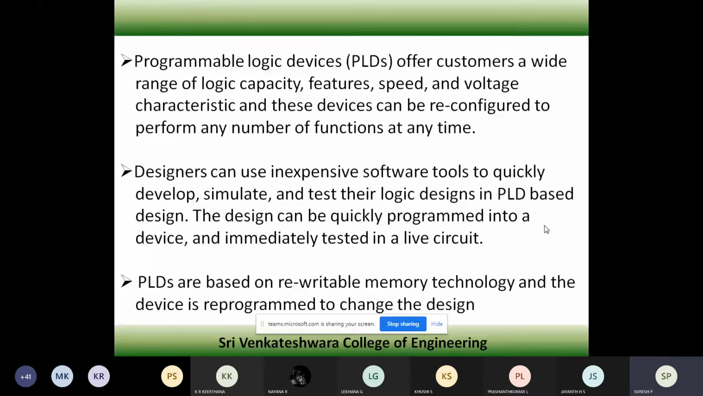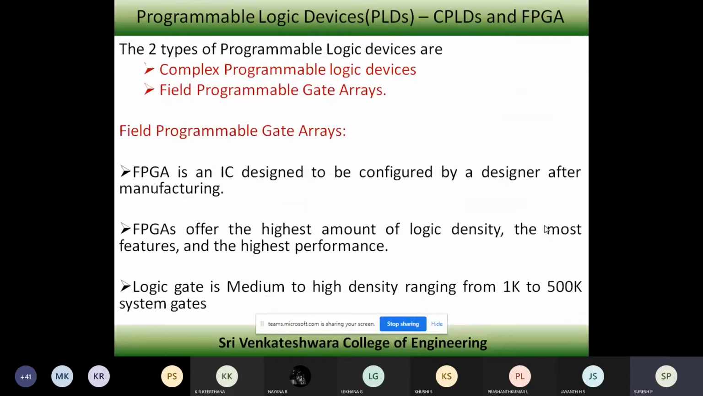Now if you take the two types of programmable logic devices, we have complex programmable logic devices and field programmable gate arrays. This is built on top of the three PLDs which you have studied: your PAL, PLA, and programmable ROM. Now a field programmable gate array is nothing but an IC, and it is going to have a number of PLDs inside.